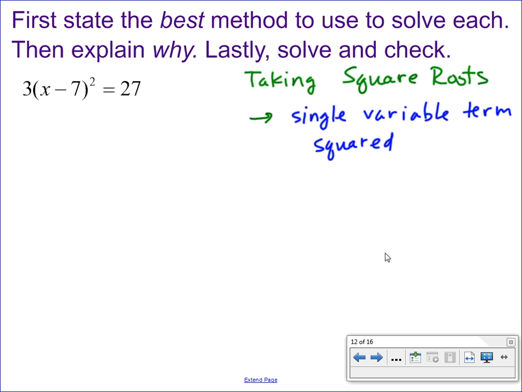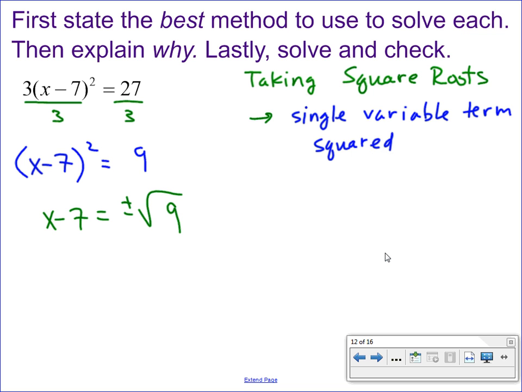Okay, so best first step, add, subtract, multiply, divide to get the quadratic term alone, so it looks like division by 3 will isolate the quantity. That gets us x minus 7 quantity squared equals 9. We can now undo squaring by square rooting, so x minus 7 equals positive and negative square root of 9. Sometimes that will reduce, sometimes it won't, but either way I'll be able to split it up. So it looks like we've got x minus 7 is equal to positive square root of 9 is 3. Or x minus 7 is equal to the opposite square root of 9, negative 3.